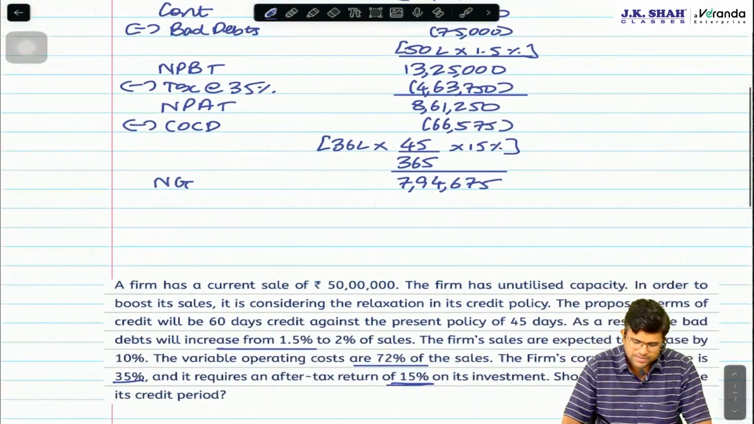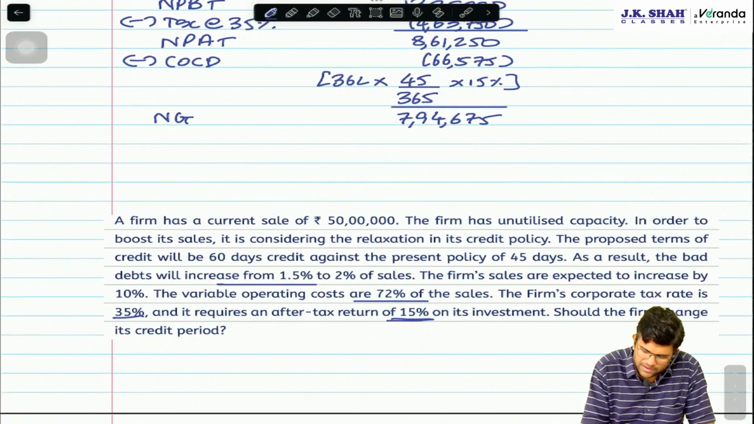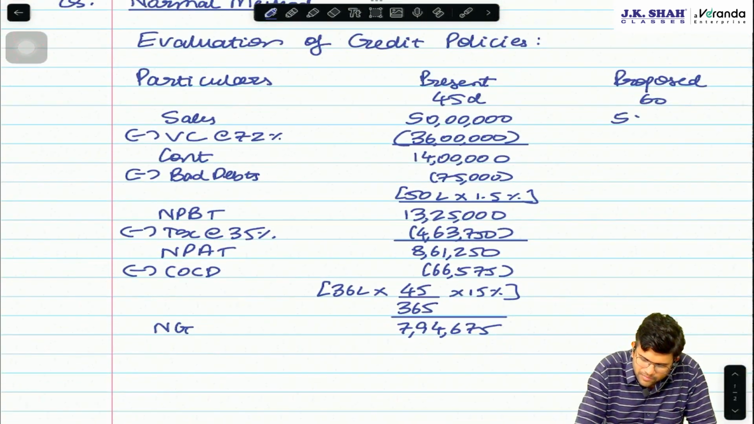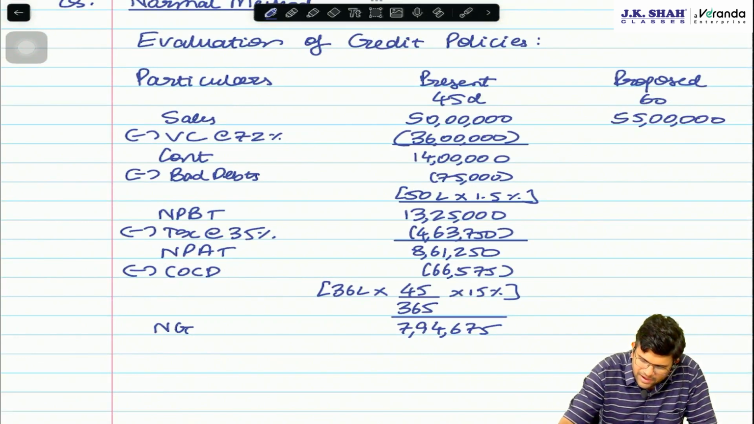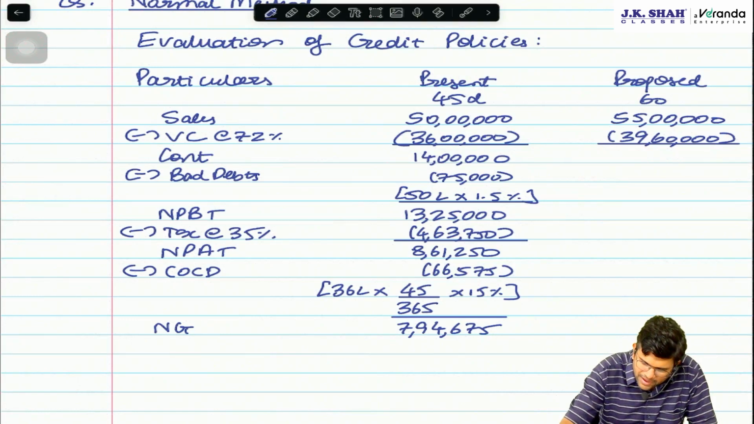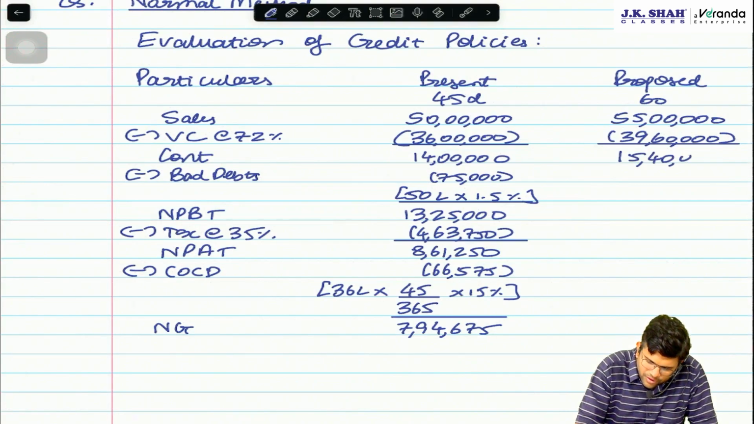In proposed policy, as far as sales are concerned, they are saying that sales will increase by 10%. If sales will increase by 10%, do you realize this will become 55 lakh? Okay, 55 lakh, and now can I say on this 72%, meaning 39 lakh 60,000 will be the variable cost, correct? And the contribution will then come to 15 lakh 40,000.